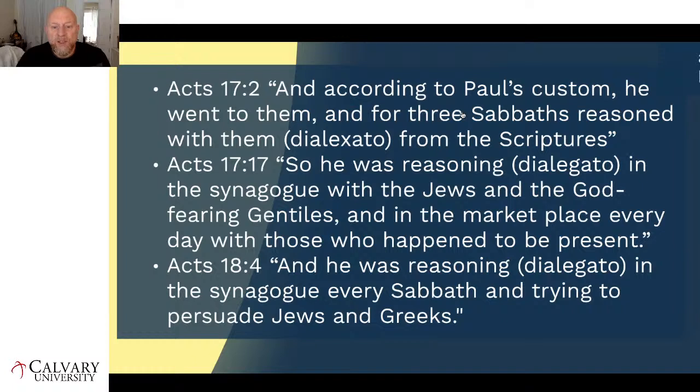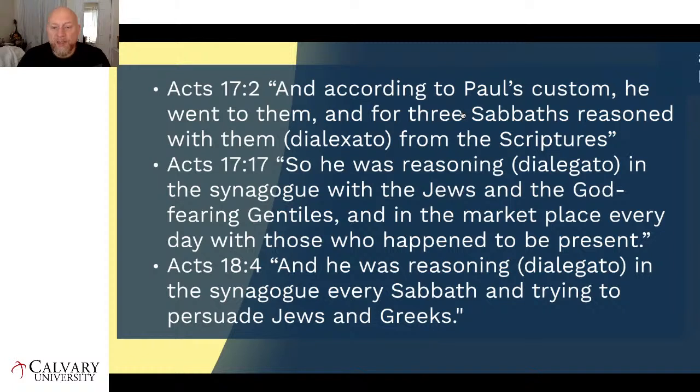Acts 17:17. So he was reasoning, again, same root word, in the synagogue with the Jews and the God-fearing Gentiles, and in the marketplace every day with those who happened to be present. Could it be that these were sermons? It seems more natural that the translation, reasoning with the Jews, makes more sense.